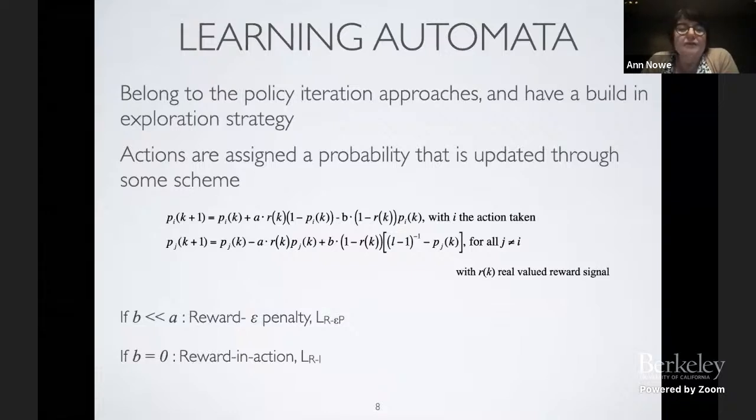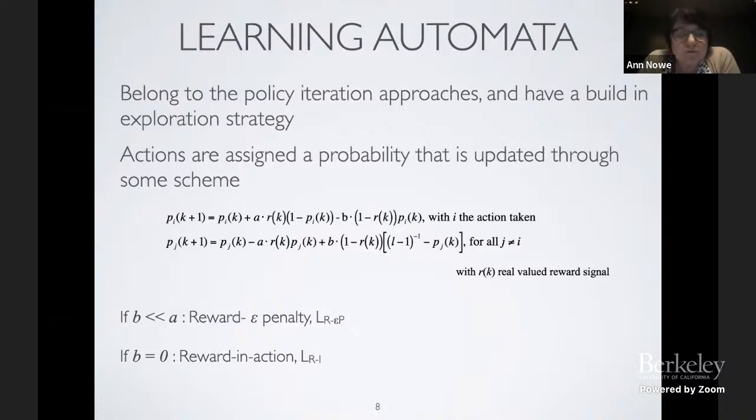The first rule is how the probability of the action that is being taken is updated, while the rule for j applies to all the actions that were not selected, and they are also updated. And you can verify that if you start with a probability vector, so the probabilities over all the actions, and they sum up to 1 before you do an update, they will still sum up to 1 after doing this update. So a learning automaton really has a built-in exploration strategy because you update these probabilities directly.